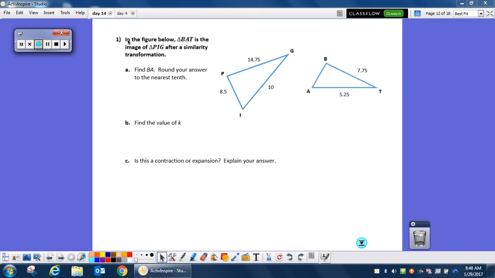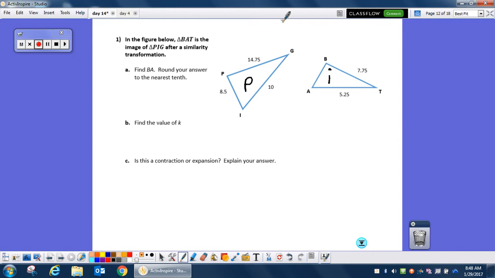Alright, so in this problem, in the figure below, triangle BAT is the image of triangle PIG of a similarity transformation. So the first thing you want to do is make sure you label the image and the pre-image correctly. So remember, it always tells you in the problem, triangle BAT is the image, and triangle PIG is obviously then the pre-image.